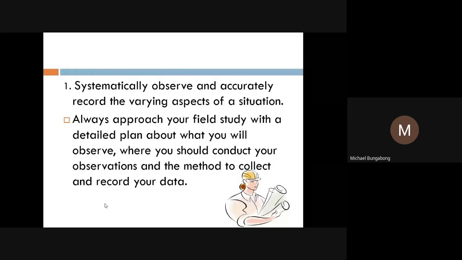So when writing a field report, you need to what? First, systematically observe and accurately record the varying aspects of each situation. Why? Because you should always approach your field study with a detailed plan about what you will observe, where you should conduct your observation, and the method to collect and record your data. So at the end of the day, you will follow the system that you are using when you are planning, so that when you have a plan to go in a certain field, at least you're prepared. You're prepared.